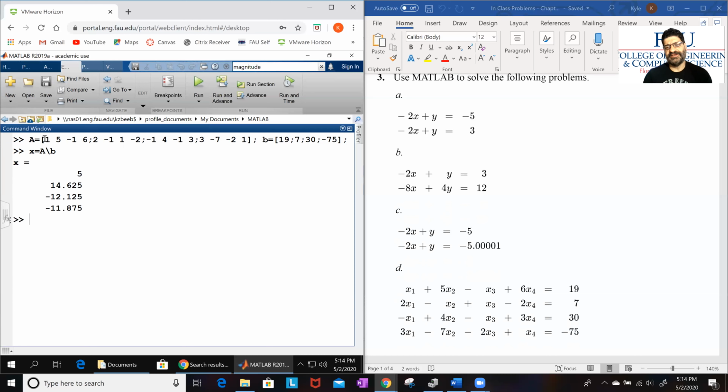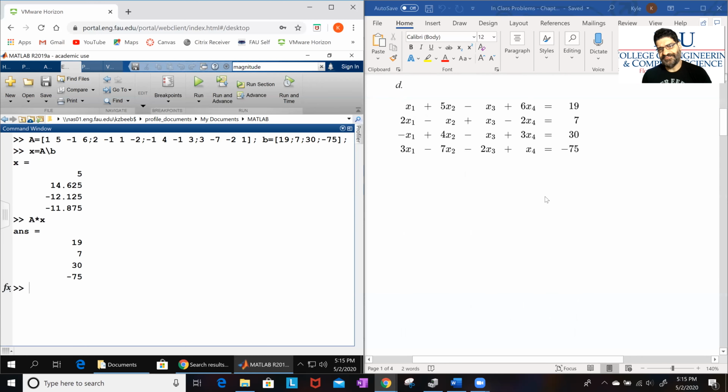For any reason, if you want to know if this is a unique solution and it is not a least square solution, you can just do the product and find out what B is. So if you do, for example, A times X, you will get 19, 7, 30, minus 75, same as B. Which means that this is a unique solution, is correct. All right, so we've done so far no solution and unique solutions.